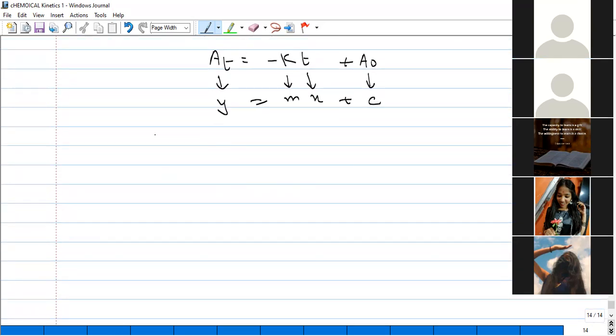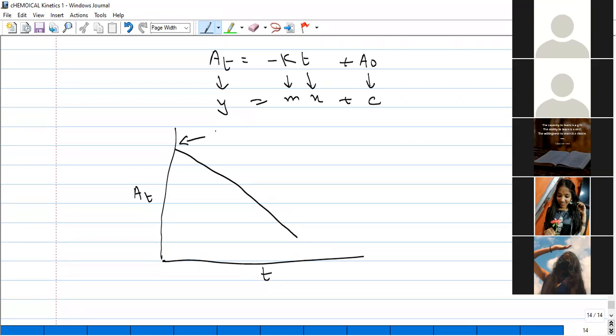So if you plot At on the y-axis and t on the x-axis, you get a straight line with negative slope, where the intercept is A0 and the slope is minus K. So this is the graphical representation of zero order reaction.